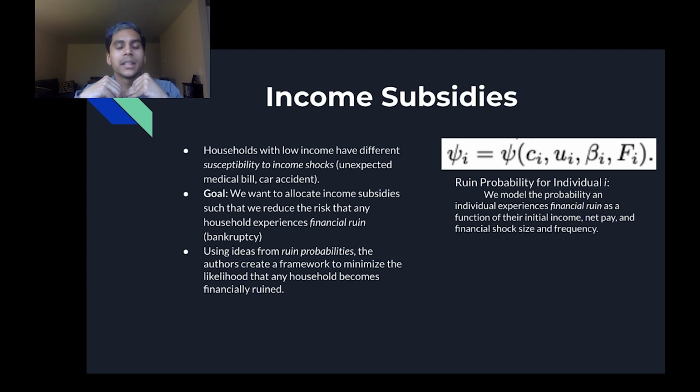And the goal with this research is we want to allocate a set of income subsidies to these households such that we reduce the risk that any of these households experience financial ruin. We reduce the risk that they experience bankruptcy. And how this works is the authors use this idea of ruin probabilities from finance and algorithmic trading optimization to create this framework to minimize the likelihood that any household experiences financial ruin.